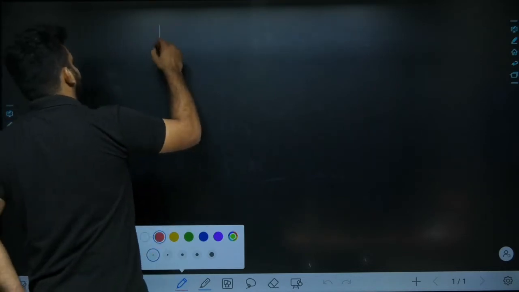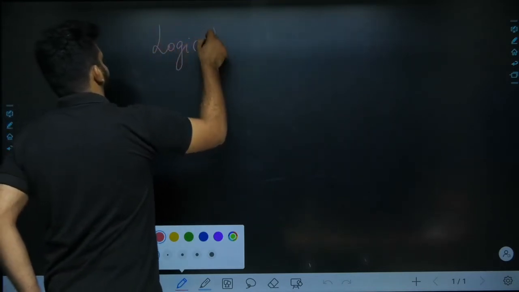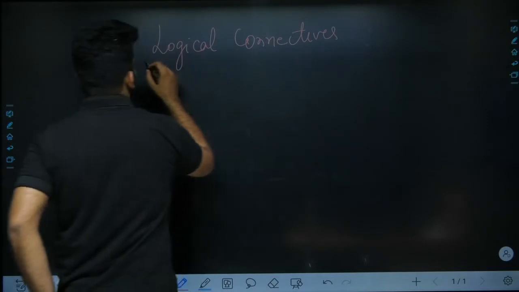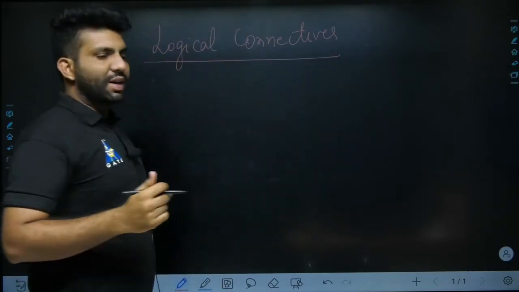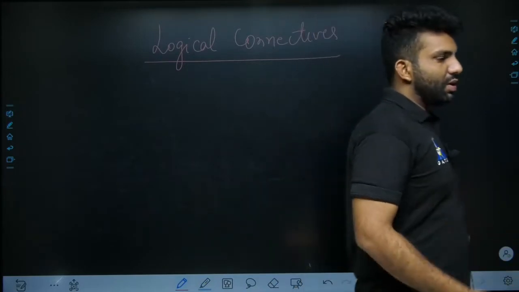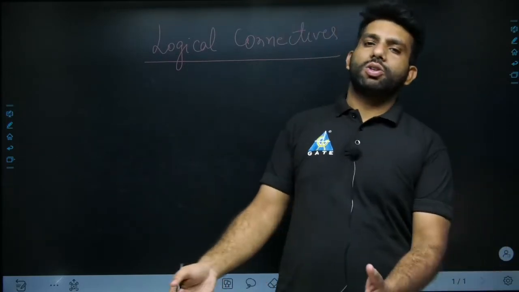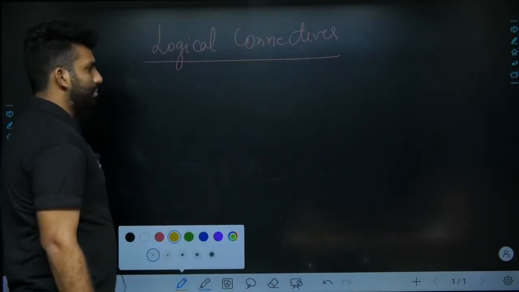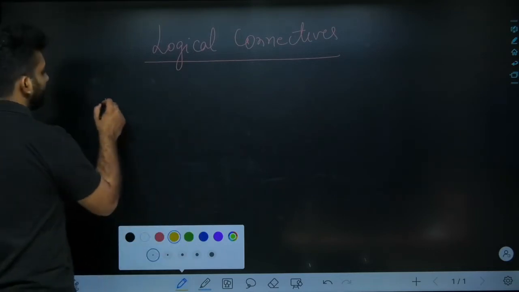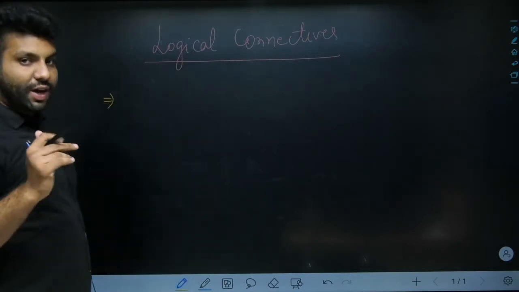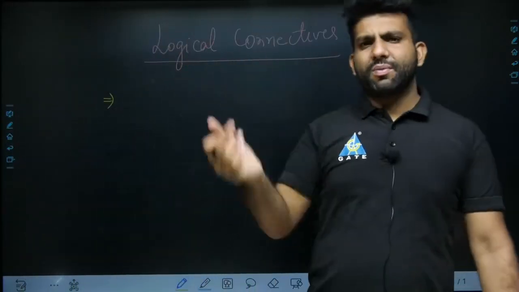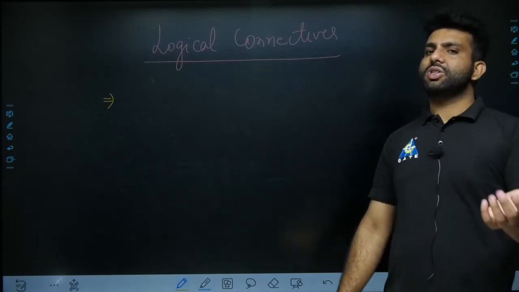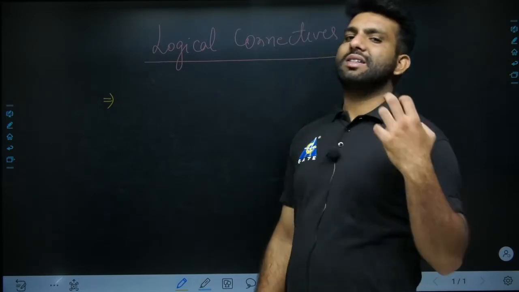Logical connectives. What are these logical connectives? Connectives means connection, the stuff which is connecting, and logical means we are connecting the logics. Clear? So let's start with the basics and understand each one of these one by one. There are basically 5 important connectives which we discuss. Apart from that, there can be other connectives as well, but those are not of much use, and if they exist, it will be told to you in the exam what exactly that kind of connective is.